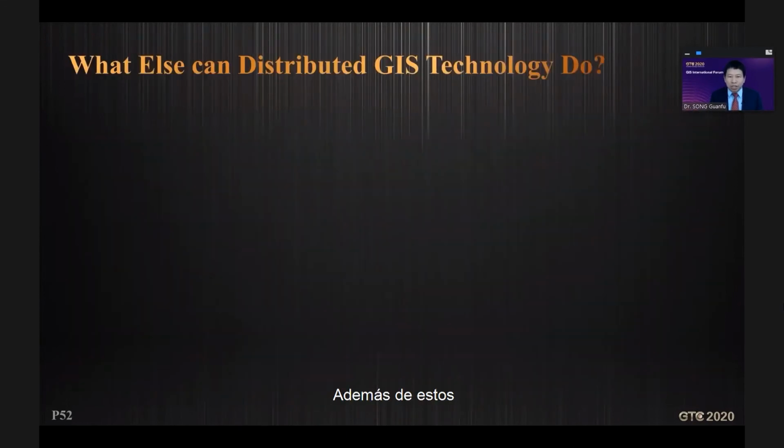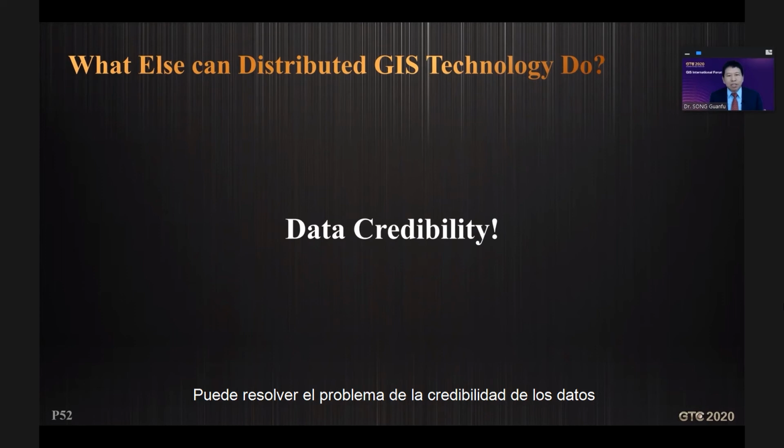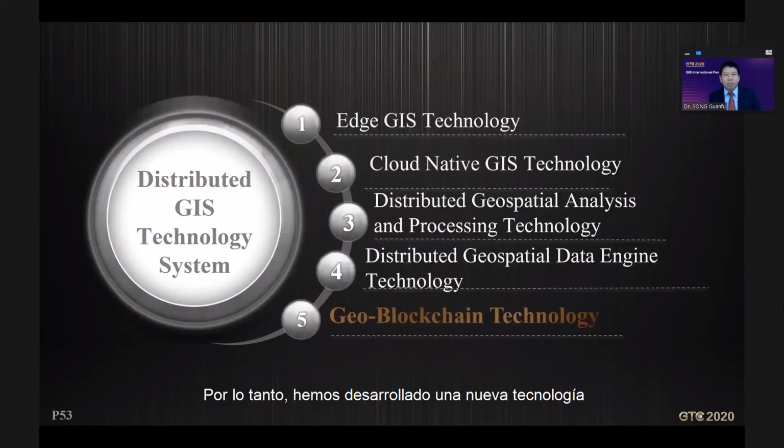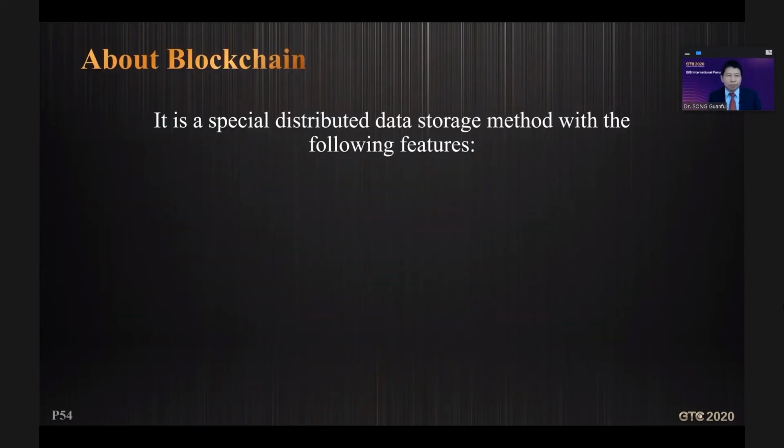In addition to this, what else can distributed GIS technology do? It can solve the problem of data credibility and protect data from malicious modification. Therefore, we have developed a new technology, Geo-Blockchain technology. We all know that blockchain is actually a spatial distributed database technology.